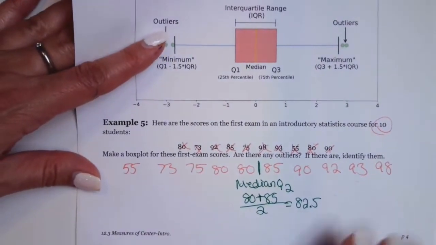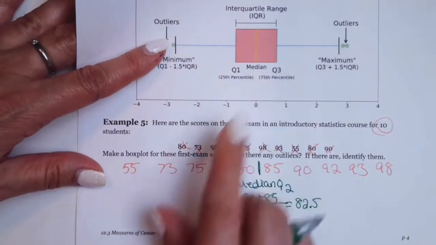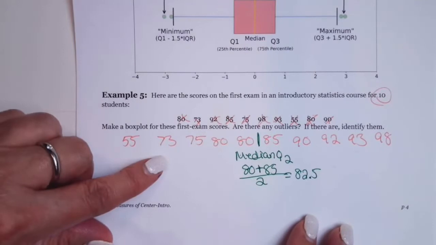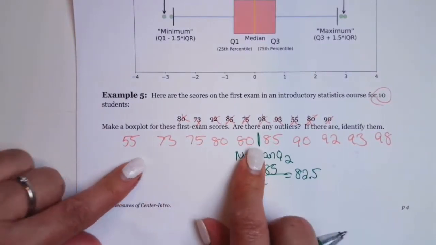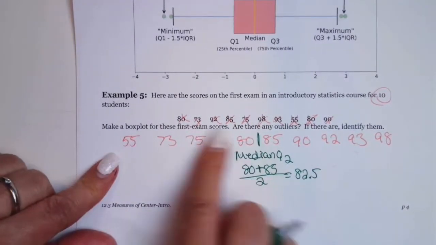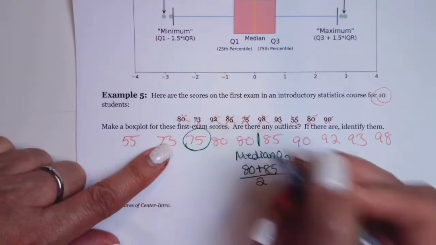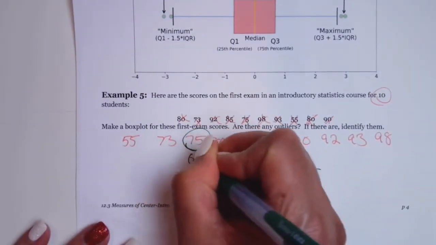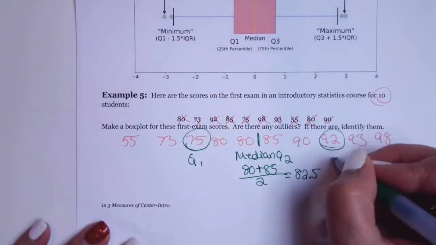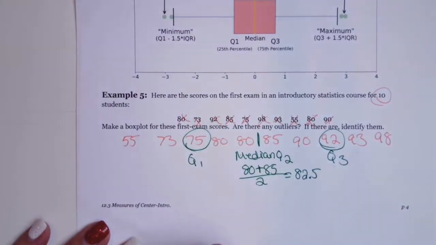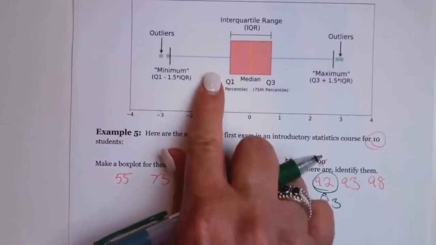Next, we need to figure out our quartile 1 and quartile 3. Well, that's easier because now there are 5 numbers here. The middle one here is quartile 1, and the same thing, this one is quartile 3. So we have the box here.